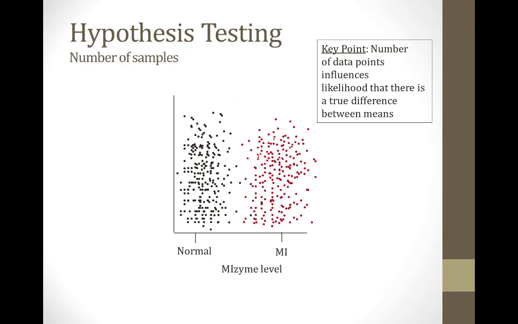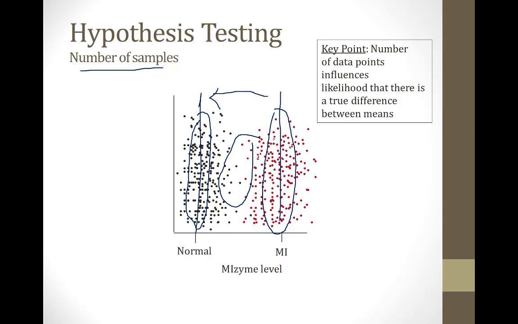Another factor that influences the likelihood that the difference in the two means is real is the number of samples. So let's look here at this picture on the screen. The normal patients and the MI patients do have some overlap of data, but we have a lot of samples, and you can see that there's a high density of samples of normal patients way over here at this mean, and a high density of the red MI patients way over here at this mean. So these two means are more likely to be truly different because we've got a lot of samples, and they're really clustering far apart away from one another. So the key point here is the number of data points also influences the likelihood that there's a true difference between means, and we can be more confident when we detect a difference when we use a lot of samples.